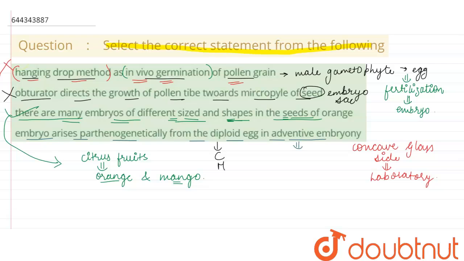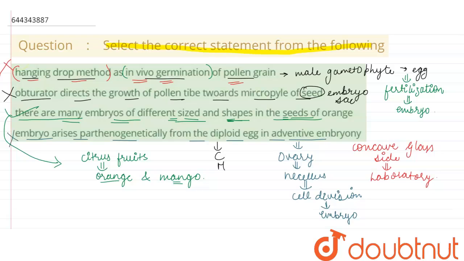If we look at our next statement, which says embryo arises parthenogenetically from the diploid egg in adventive embryony. In the case of adventive embryony, inside the ovary, nucellus cells are present, and these cells start dividing. The cell division is continuous and increases the number of cells, and these cells reach inside the embryo sac, and over there they form an embryo. So it is also an incorrect statement.